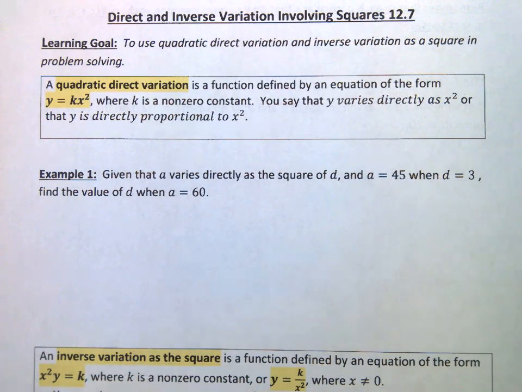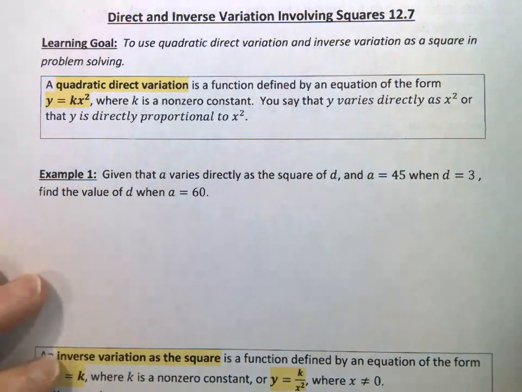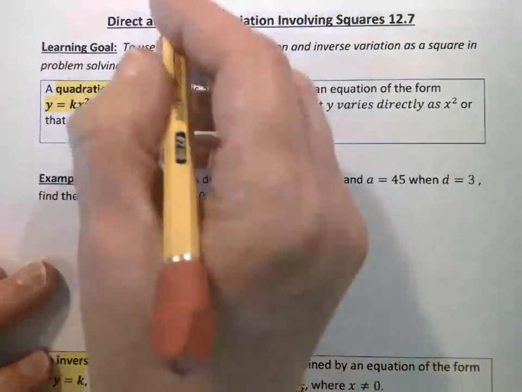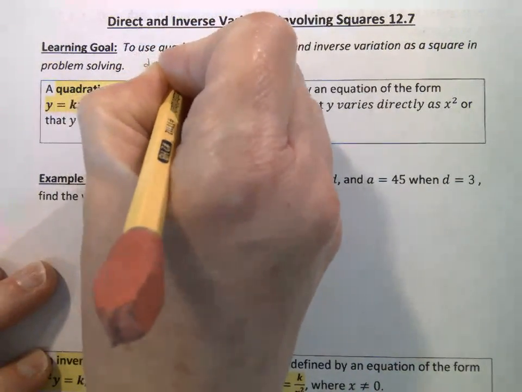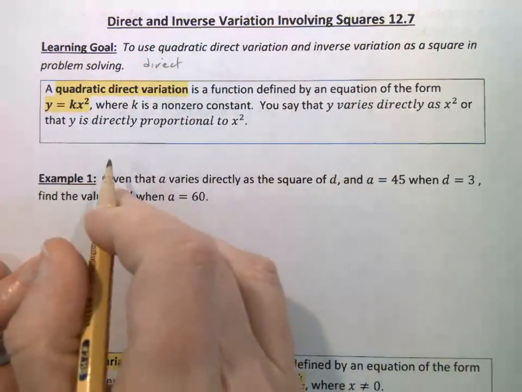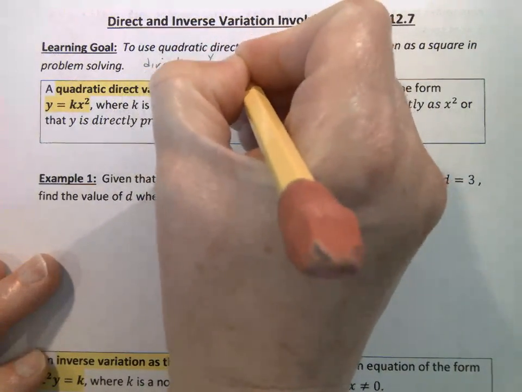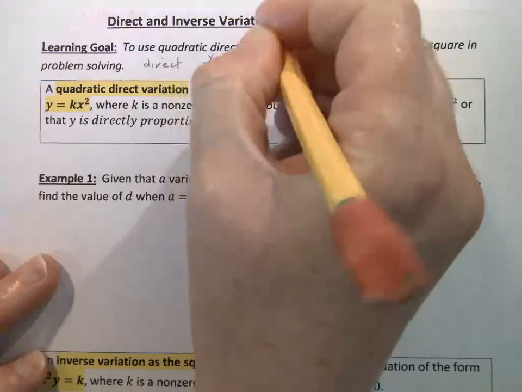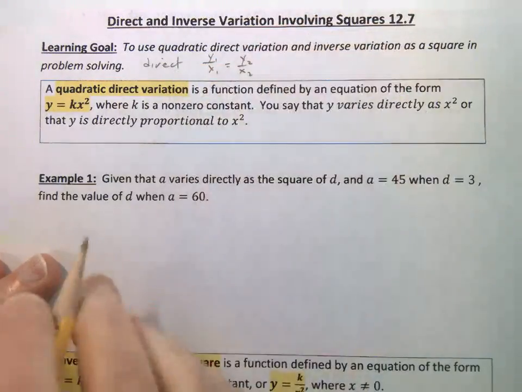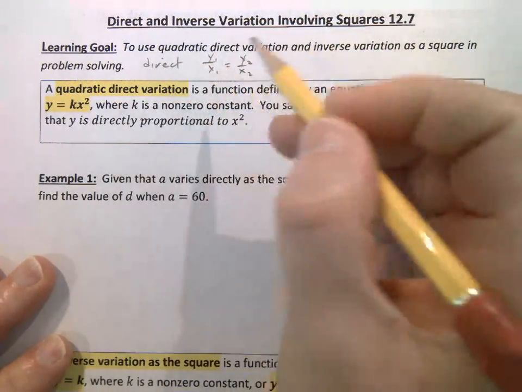Okay, today we're going to talk about direct and inverse variation involving squares. Now, we talked about direct and inverse variation before, and just a quick reminder, if it is direct variation, you're going to make a proportion that's going to look like this: y over x is equal to y over x. These are x sub 1 and these are y sub 2. Okay, so it's going to look like that if it's direct.